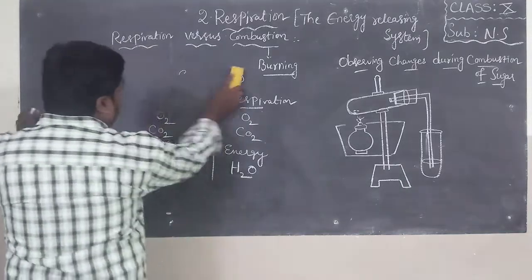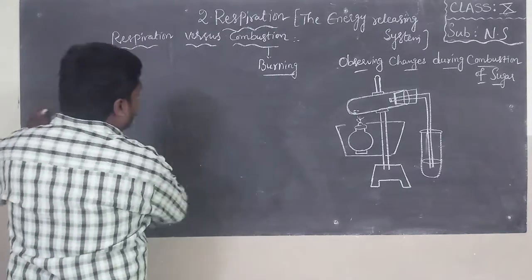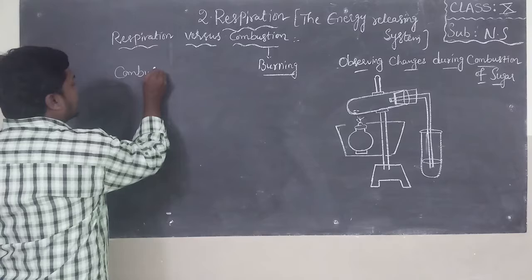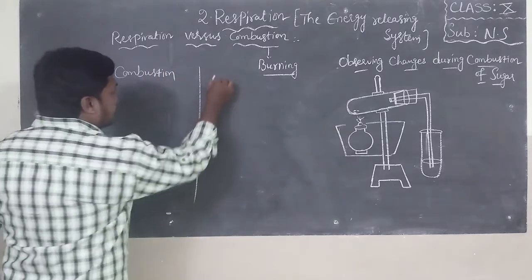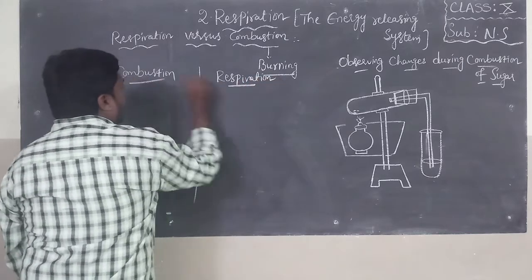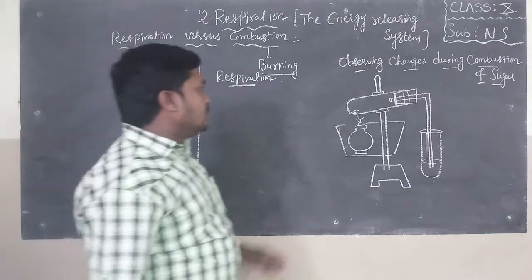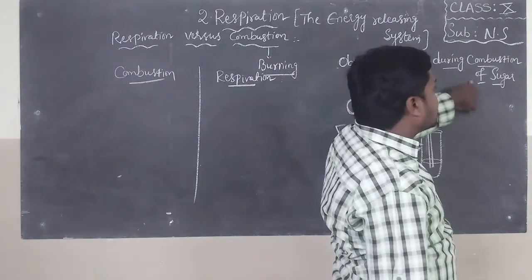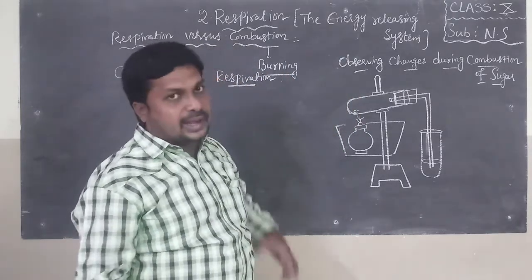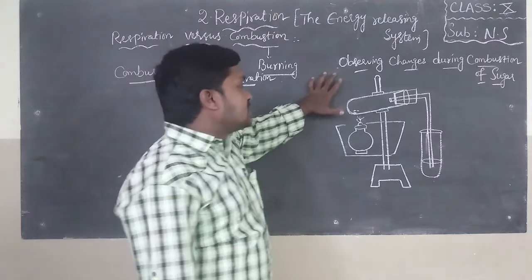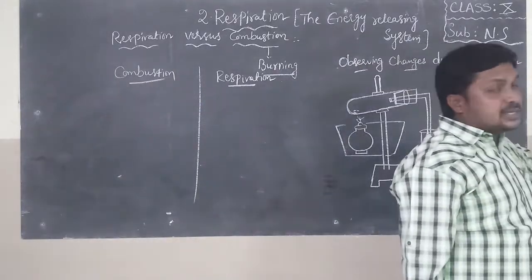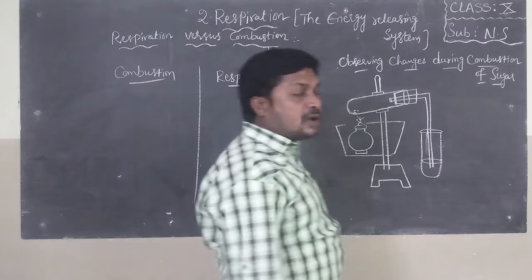Now I will explain the differences between respiration and combustion. First is combustion, and second is respiration. This is very important from the exam point of view. Before that, I will explain an experiment which helps to understand the changes during combustion of sugar. Sugar is organic matter obtained from plants, no? Sugar cane, that's why it is called organic matter.